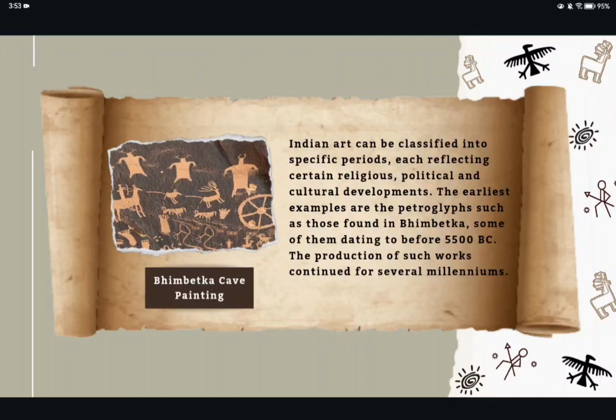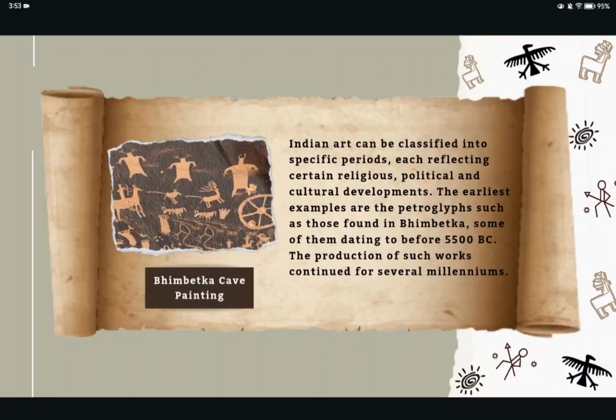Indian art is divided into specific periods throughout history. Each period reflects certain religious, political, and cultural relevance and developments, the earliest of which are the petroglyphs similar to those found in Bhimbetka, some of which date to before 5500 BC and would continue to exist for several millennia. Petroglyphs are rock carvings typically created by removing part of a rock surface using stone tools to reveal a design. So this is an example of petroglyphs.